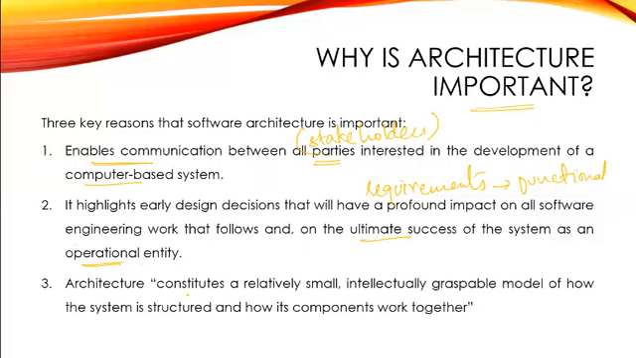Then the third point is architecture constitutes a relatively small, intellectually graspable model of how the system is structured and how its components work together. Now, by making an architecture, you'll get to know what the different components are, how they're working, how they're connected. Structure is, you can say, like an overall view. And as you're making a structure out of it, this is very small. It is intellectually graspable. That is, it is easy to understand. When you have a diagram, it becomes easy for people to understand. So it becomes intellectually graspable for the system. That is why designing an architecture before you develop the software is very important.